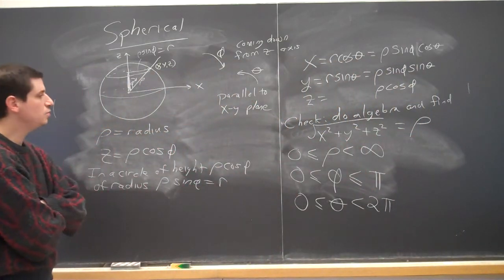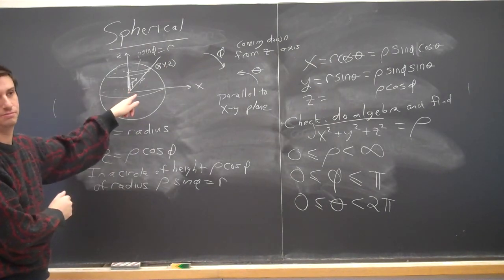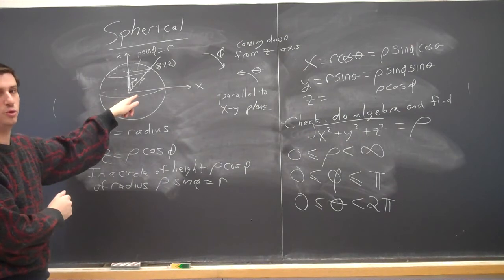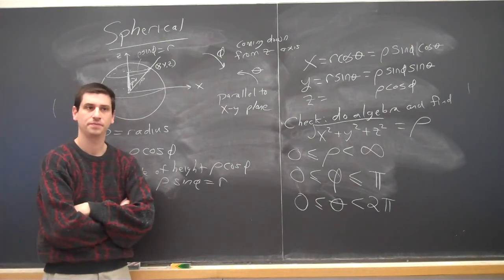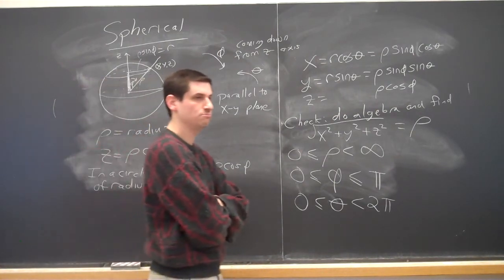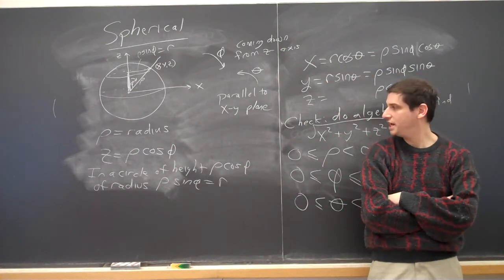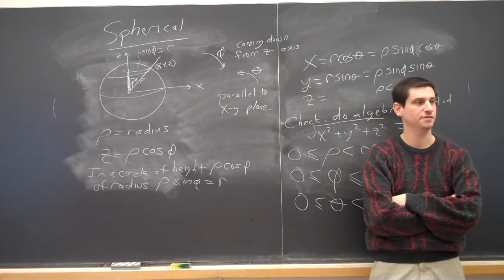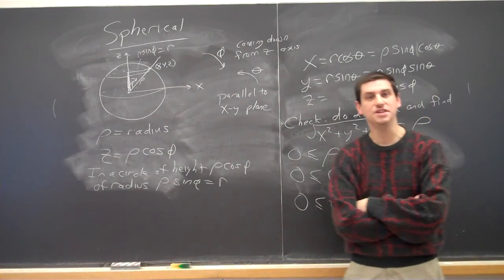Now, one thing to worry about is if rho equals 0. If I'm at the origin, what values of phi and theta should I take? So if rho equals 0, or if x, y, z equals 0, what do I take for phi and theta? So I could take 0 for both. Anything. This is the problem.